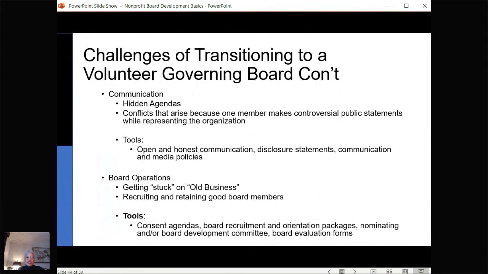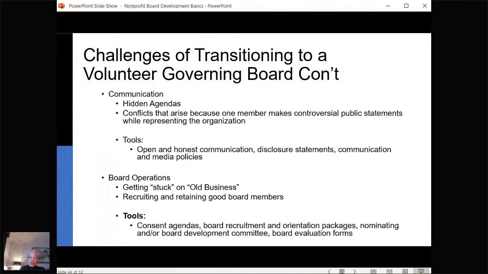Now, an issue that comes about with communication is that sometimes we have hidden agendas. People might say one thing, but they're really trying to accomplish something else. And there may be conflicts that arise because one member makes a controversial public statement while representing the organization, or while people presume or assume that this person represents the organization.